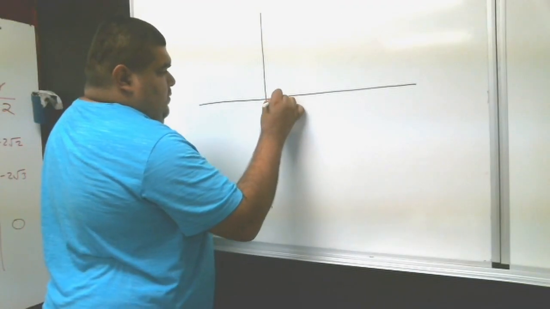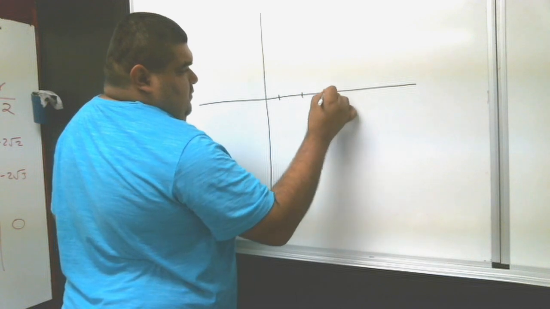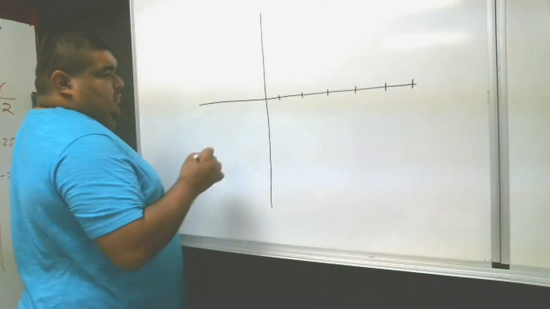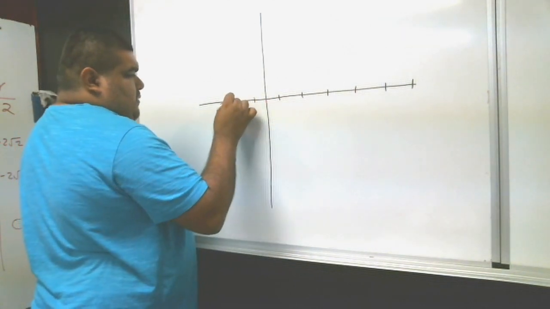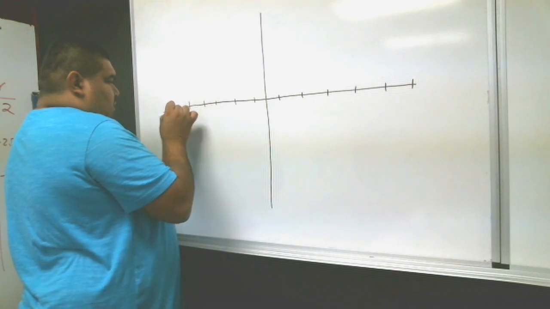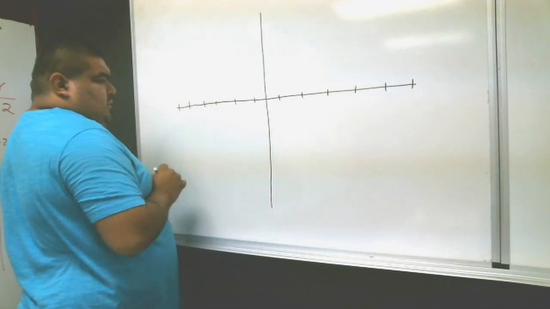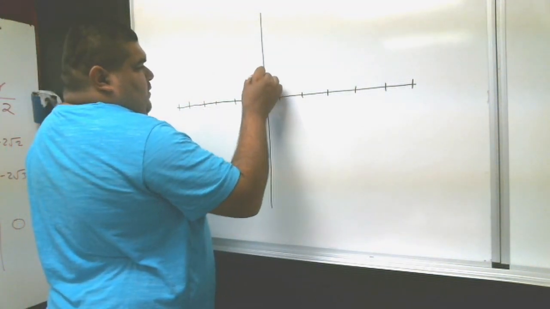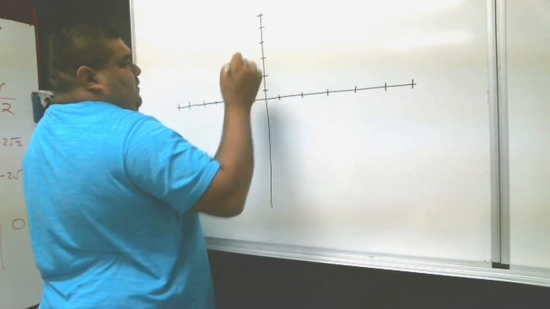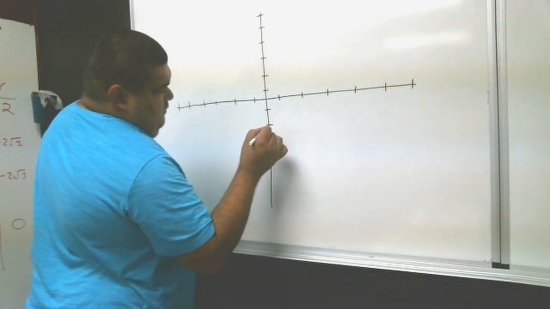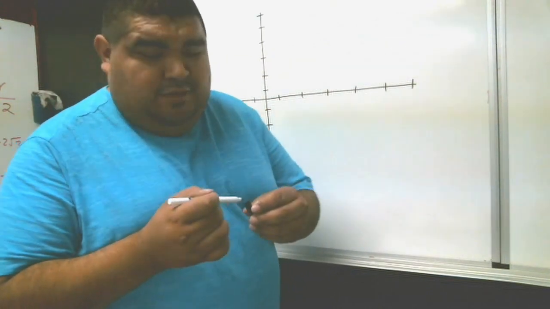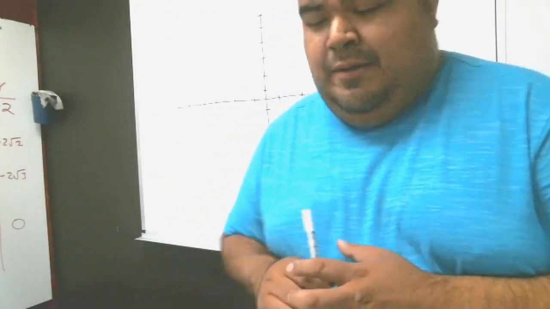I have 1, 2, 3, 4, 5, 6. All right, so we have 6 in all directions, okay?